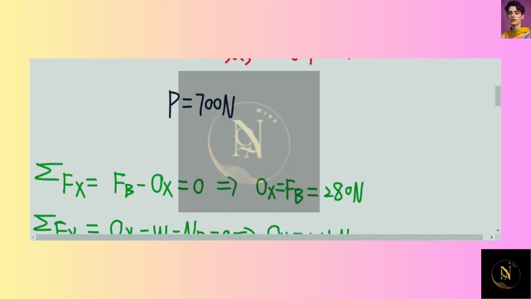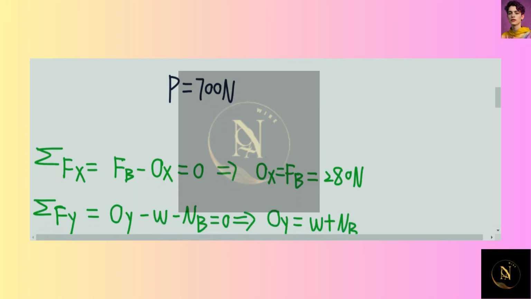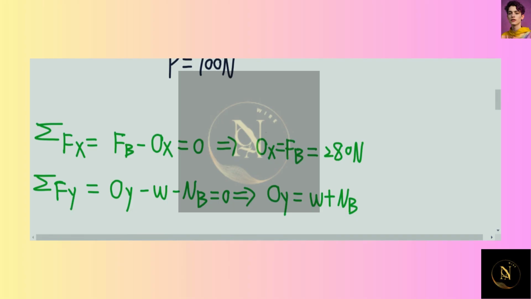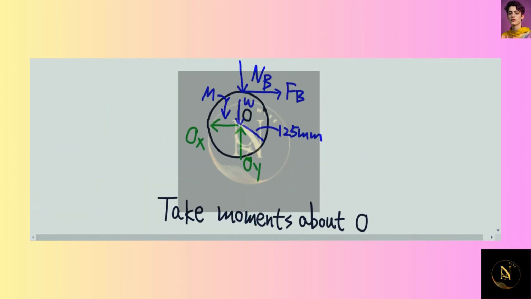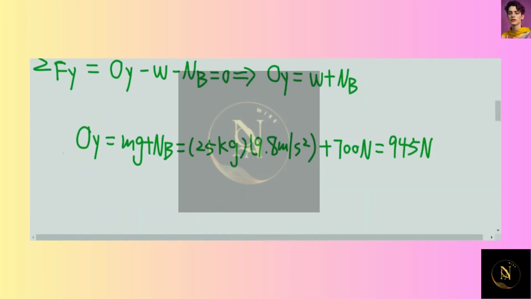So the horizontal component of reaction at pin O is equal to 280 Newton. Along the y direction, we have OY minus W minus NB is equal to 0, so OY is equal to W plus NB, since OY is pointing upward, W and NB are pointing downward, and we consider upward direction as positive. This gives us OY is equal to mg plus NB, which is equal to 25 kilograms times 9.8 meter per second squared plus 700 Newton. So the vertical component of reaction at pin O is equal to 945 Newton. And these are the answers for this question.